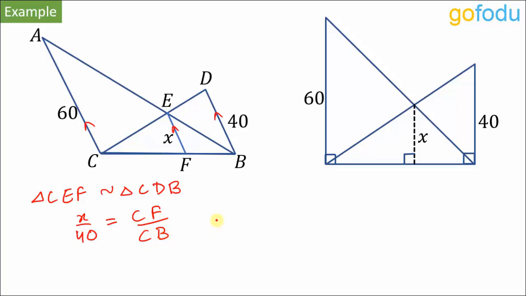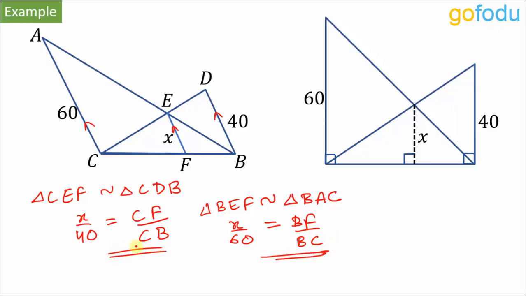Okay. Also, triangle BEF will be similar to triangle BAC. So you can write x upon 60 is equal to BF upon BC. Now in right hand side, in both these equations, we have BC in the denominator. BC is here, BC is here. So we can add these two equations. This is equation 1 and this is equation 2.